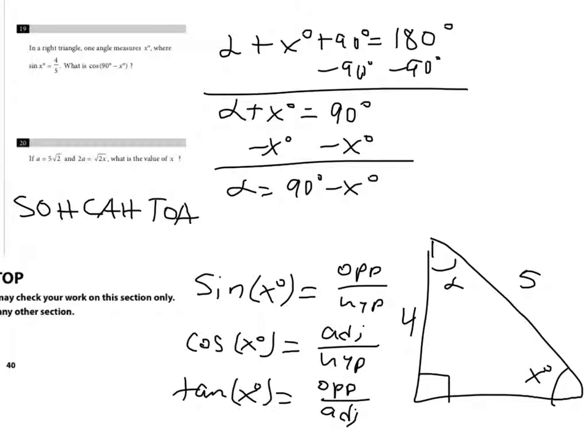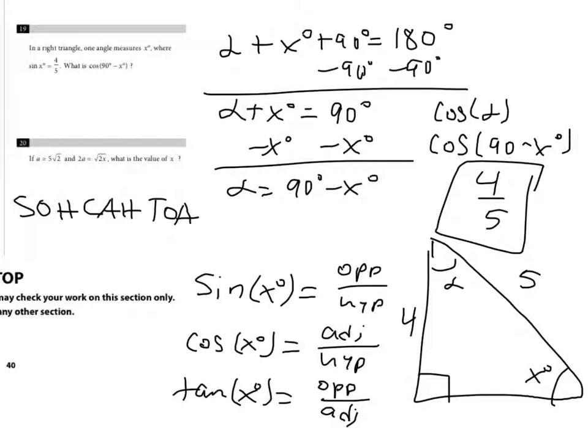Well, the question basically asks, what is the cosine of alpha? Or, what is the cosine of 90 minus x? We saw that alpha can be rewritten as 90 degrees minus this angle x. So what is the cosine of this angle here? Cosine refers to the adjacent side over my hypotenuse. Adjacent means right next to, so 4 over the hypotenuse, which is 5. The answer to this question is just 4 over 5.